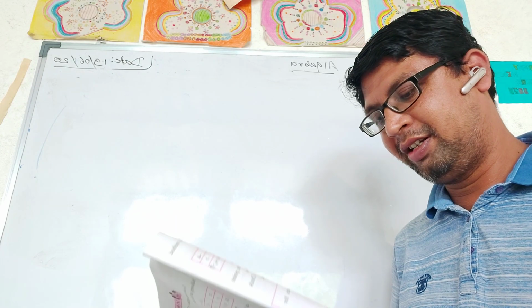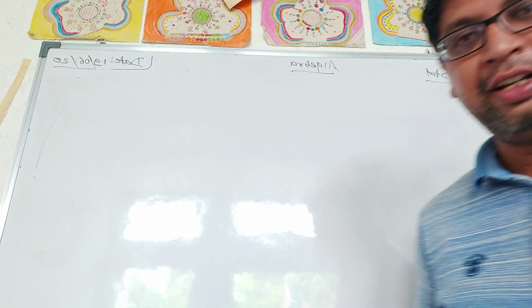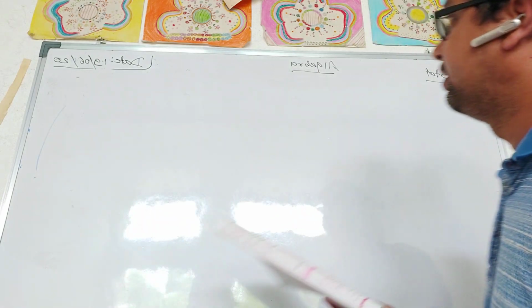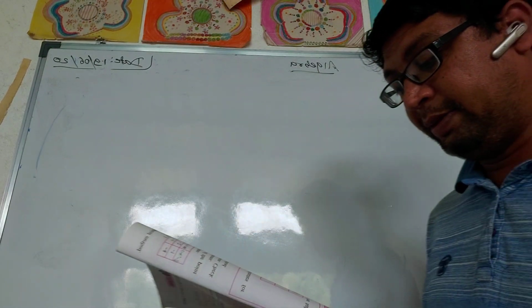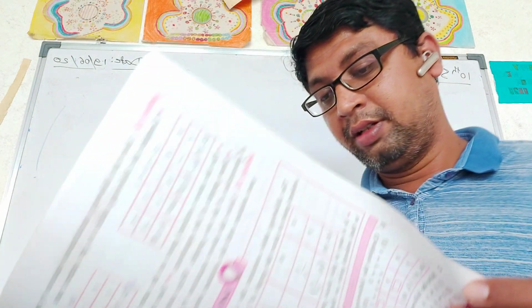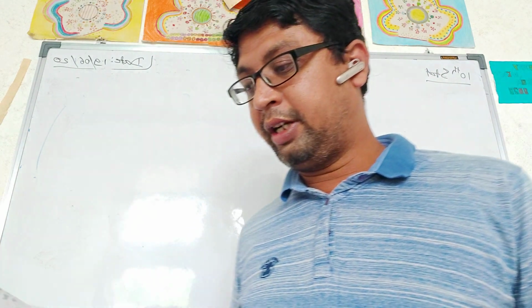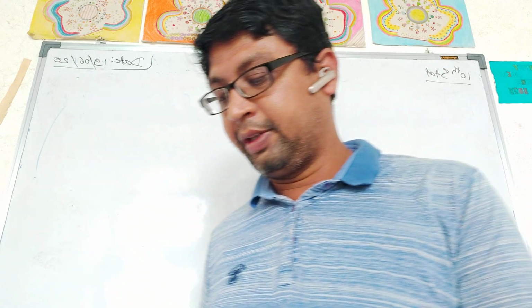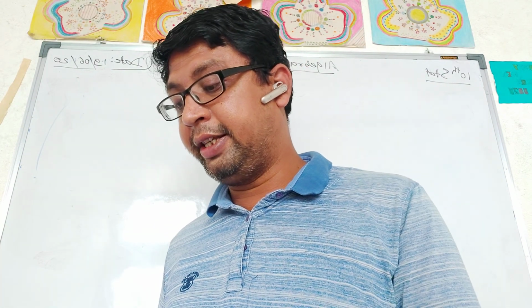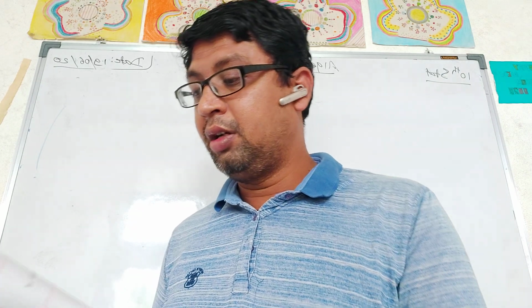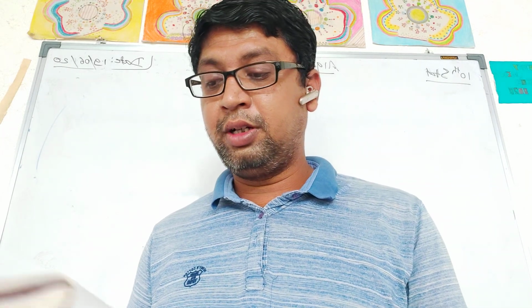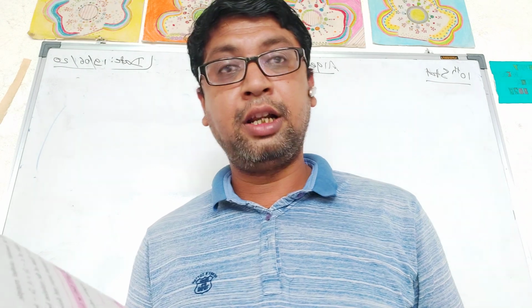Hello students, we have completed the 10th standard algebra chapter, linear equations in two variables. In that we have completed the first exercise. The graphical method will be taken at the last, as a graph is needed there. Now we are starting a new topic, a new term, that is determinant.